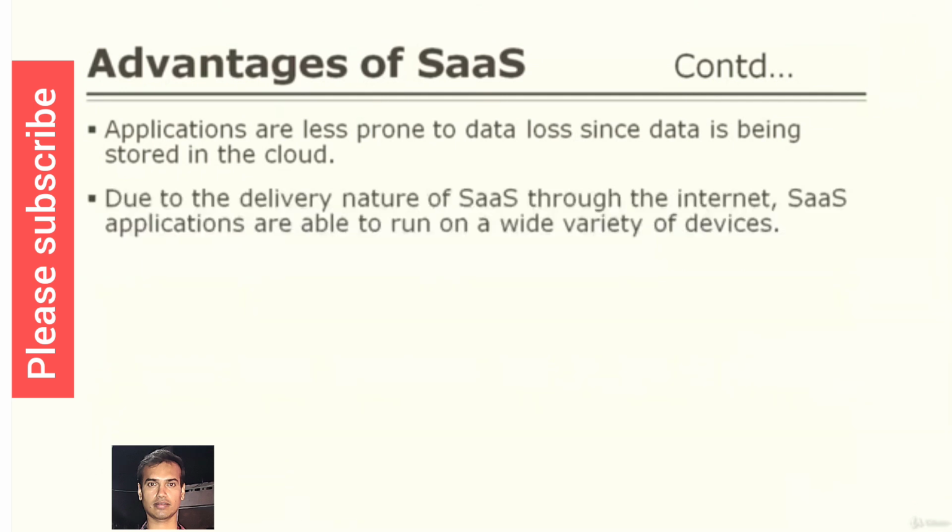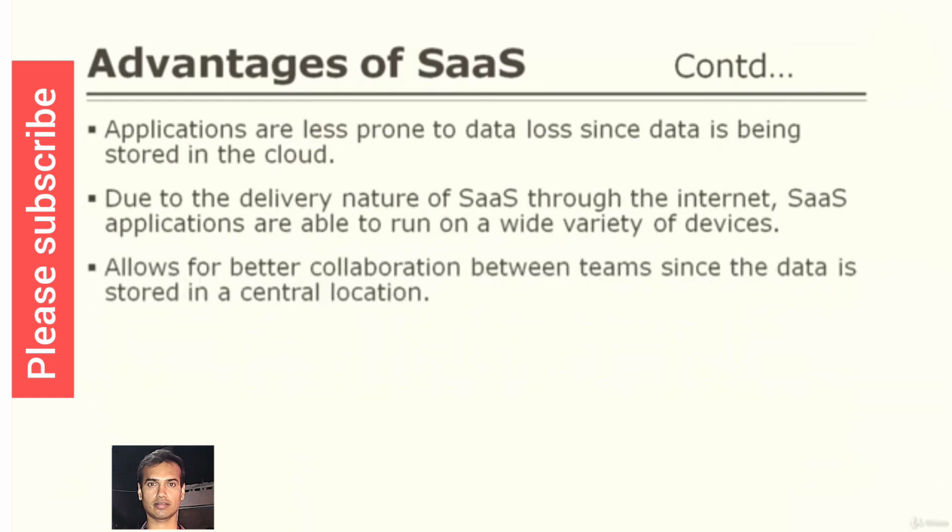Due to the delivery nature of SaaS through the internet, SaaS applications are able to run on a wide variety of devices. We can run them on mobile phones, PDAs, laptops, or desktop machines. So a large variety of machines can run the SaaS application. It also allows for better collaboration between teams since the data is stored in a central location.